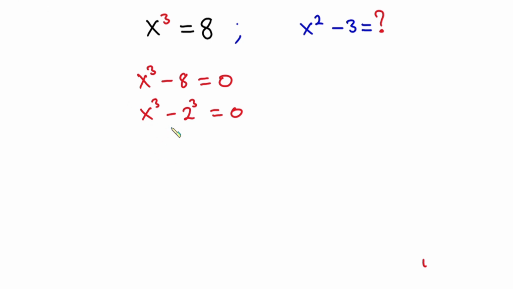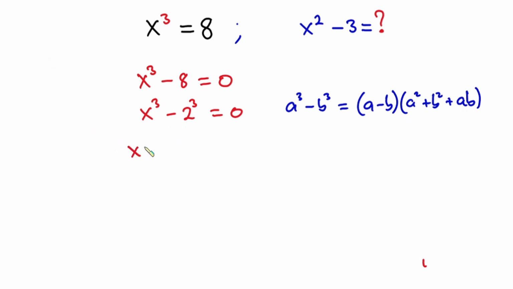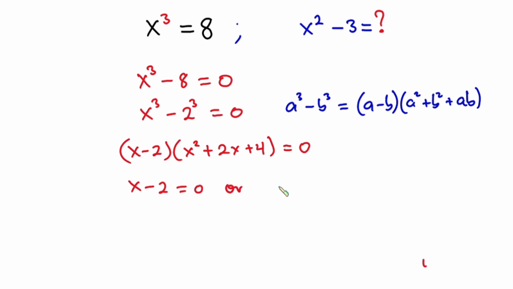Now let's apply identities here. A to the third power minus b to the third power is the same as a minus b times a squared plus b squared plus a times b. So we can write this as x minus 2 times x squared plus 2x plus 4 and this is equal to 0. Now from here we can say that x minus 2 is equal to 0 or x to the second power plus 2x plus 4 is equal to 0.